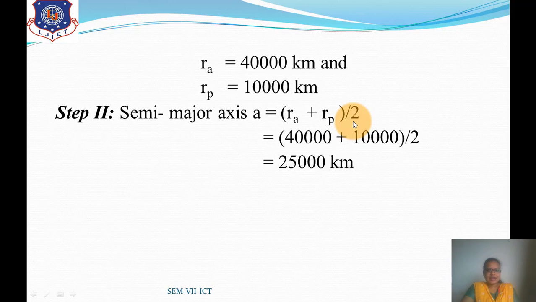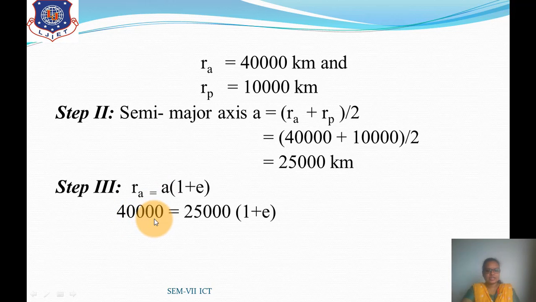After finding A and having Ra and Rp, substitute into the main equation for Ra or Rp, whichever is your choice. So Ra is equal to A into 1 plus E, and if you want to use Rp, then you need the equation Rp is equal to A into 1 minus E, right? So depending on that, substitute: 40,000 is equal to 25,000 into 1 plus E. So 1.6, this divided by this, is equal to 1 plus E, and E will be equal to 1.6 minus 1, that is equal to 0.6.